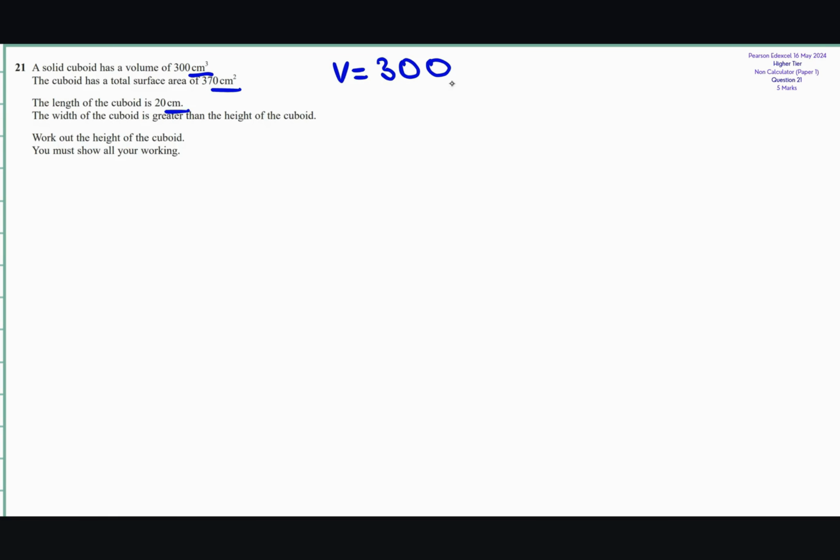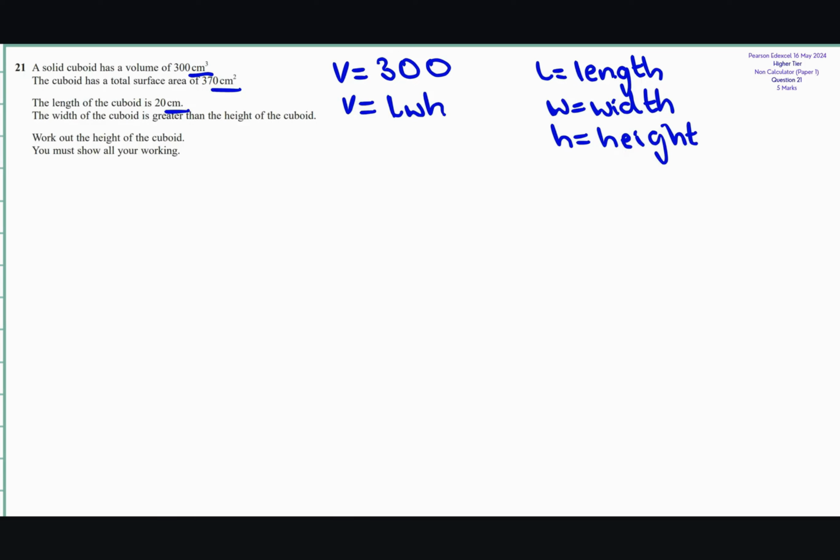So volume equals 300. Now, how do you calculate the volume of a cuboid? You do length times width times height. So LWH. So L is equal to length, W is equal to width, and then H is equal to height. I'm just writing that down there, just in case you forget or you're confused as to what I'm talking about, you can refer back to this key. So this means L times W times H, so LWH is equal to the volume, which is 300.